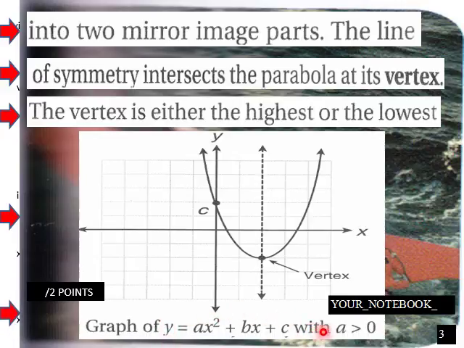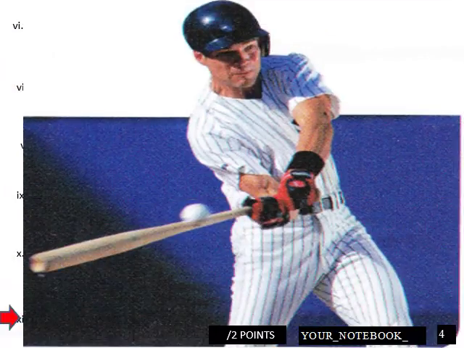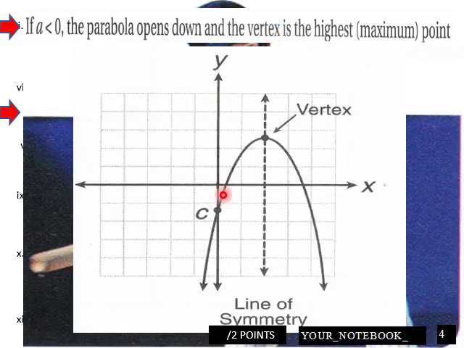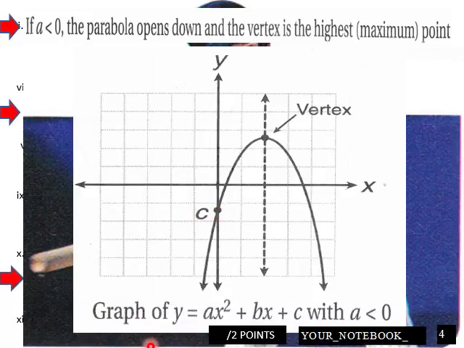Graph of ax squared plus bx plus c, a greater than 0. So this is an example of this kind of quadratic, the graph of it. If a is less than 0, the parabola opens down, and the vertex is the highest point, it'd be a max. And this would be your line of symmetry. Here are your two solutions to this quadratic, and here's your y-intercept. Graph of ax squared plus bx plus c where a is less than 0, so this would be a negative a out here.